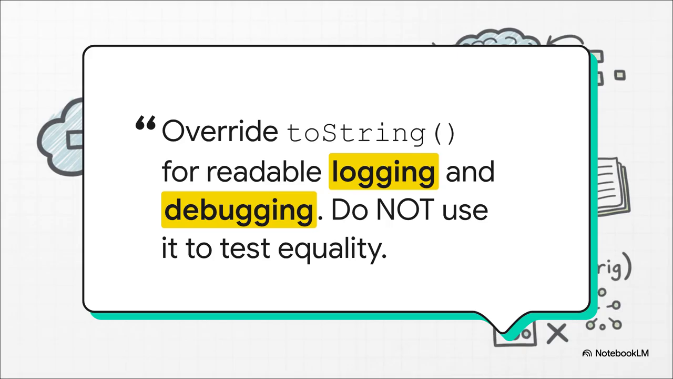So let me say this again. Never, ever, ever use the output of toString to check if two objects are equal. And here is a perfect example of what I'm talking about.